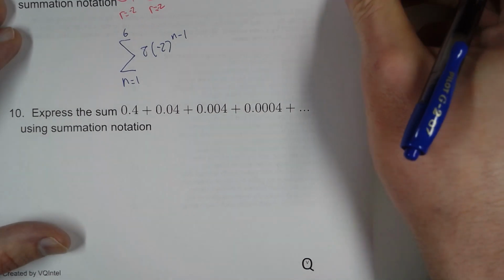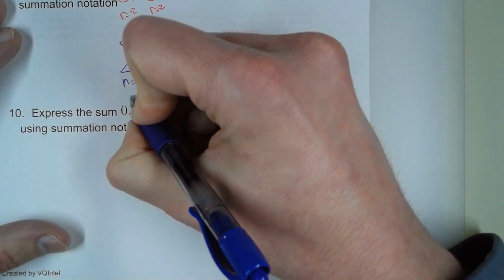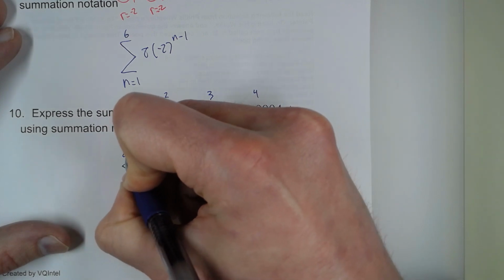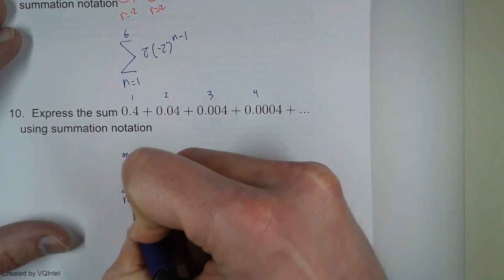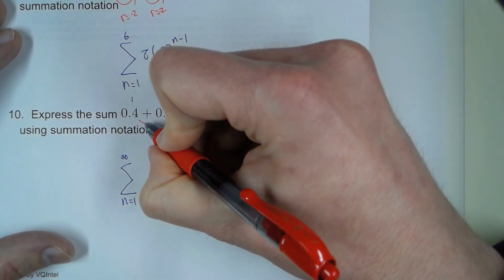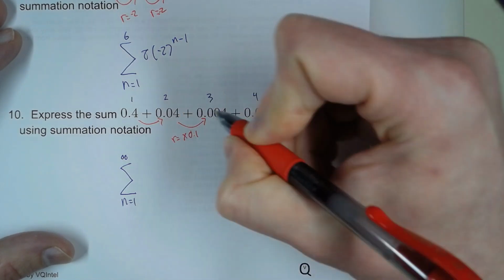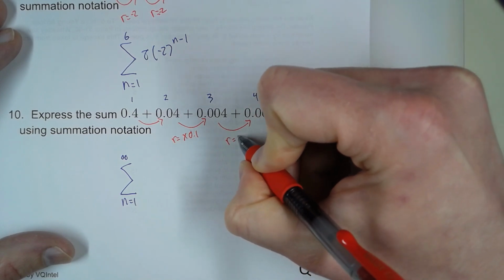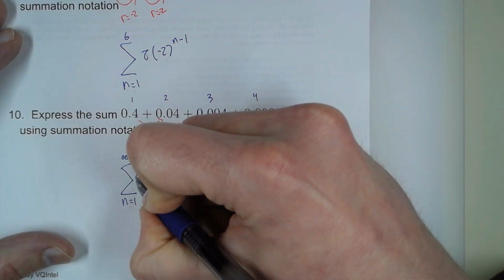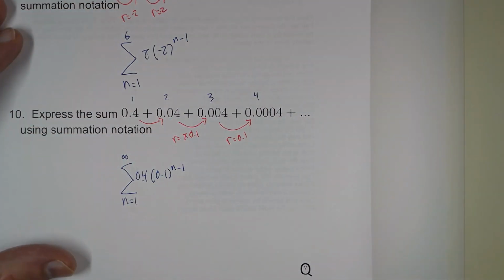And then finally, number 10. Here we have 0.4, 0.04, 0.004, and it's got a dot, dot, dot. What that means is that it's going to have an infinity on the top of it, because this series will never end. Now, how do we write the nth term? As we look at this, here we're multiplying by 0.1, and so that is our common ratio. So we take the first term, 0.4, times 0.1 to the n minus 1.